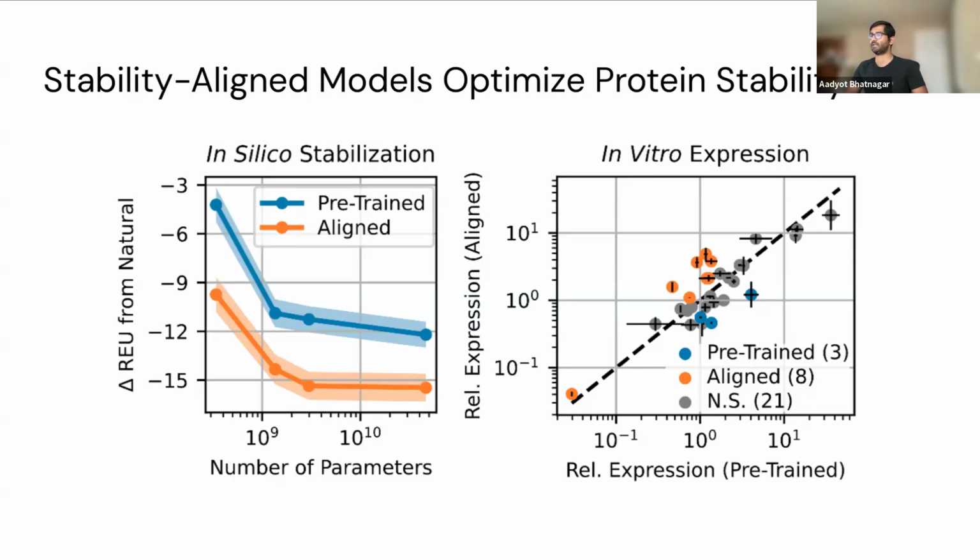And then when we actually test these in the lab, we find that for more prompts than not, the aligned models generate more highly expressing proteins, which, as we mentioned previously, for the split GFP assay, correlates well with protein stability.